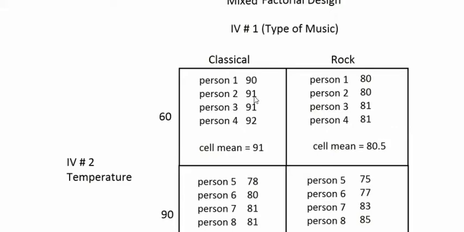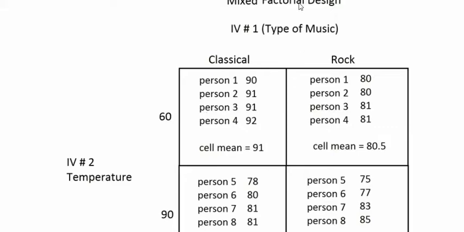Now, what if this had been a 3x2 factorial design and there had been a third type of music? What if it had been classical, rock, and jazz? Well then, if you're in the 60-degree group and you've been assigned to row 1, you would go through all types of music, classical, rock, and jazz, every time at 60 degrees. And if you're in the 90-degree group, you would go through all 3 types of music at 90 degrees. So once again, your participants would be assigned to one row and travel across all cells in that particular row.